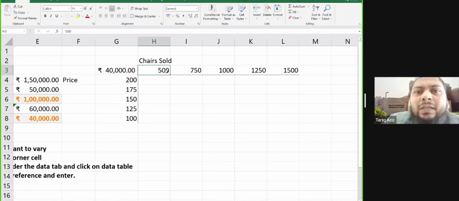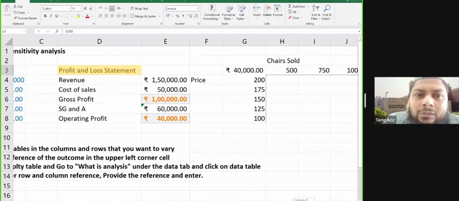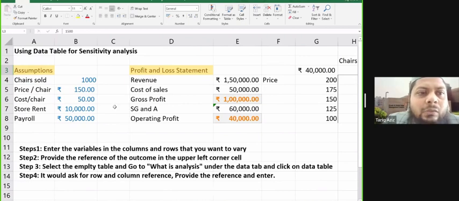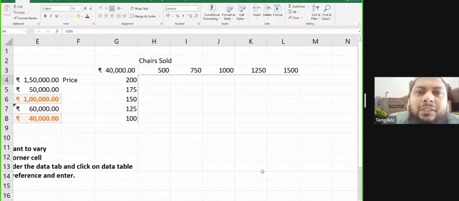So in this row, I have written 500, 750, 1000, 1250, 1500. Basically, these are the number of chairs sold. In the base case, we were selling 1000 chairs, but I want to see the impact on the profit if the chairs sold is only 500, only 750, or it increases to 1250 and 1500. How will it impact the profit of the business?